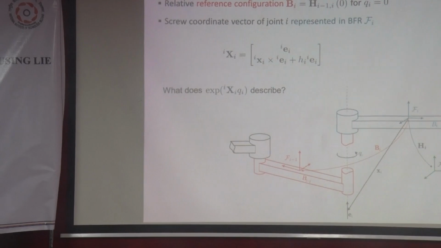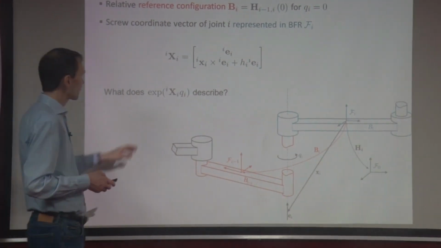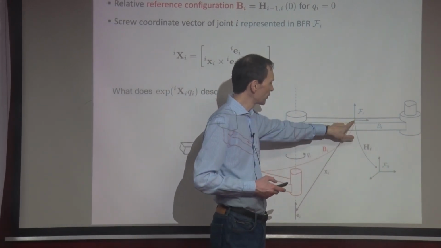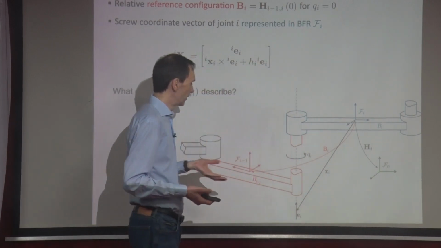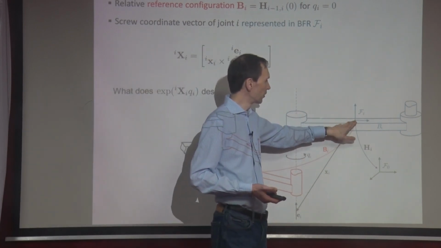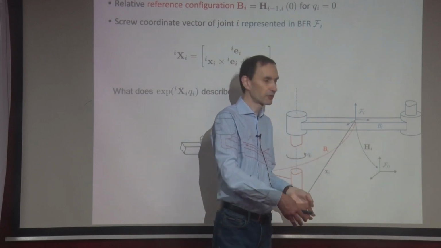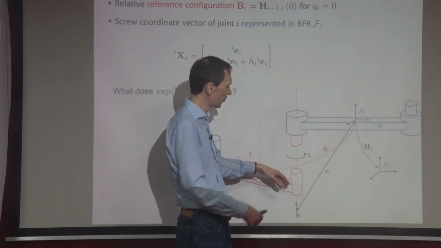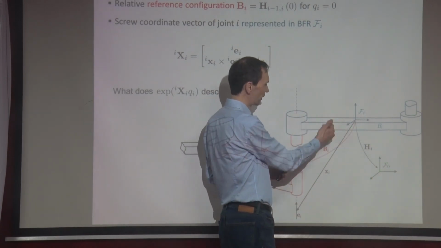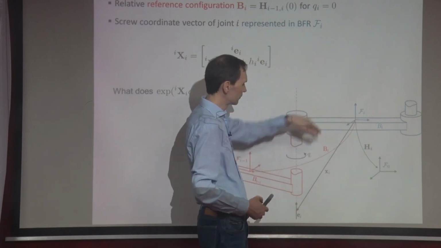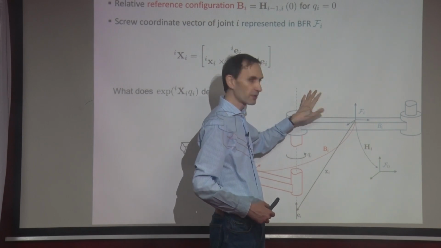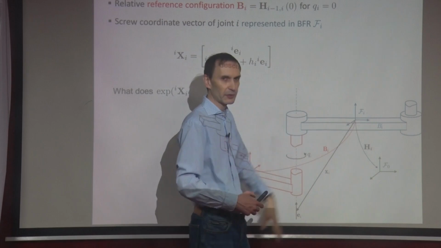And this probably answers the question: what does this exponential describe? It describes the motion of this frame, which we're interested in, but not relative to its predecessor. It describes the relative motion to where it started from. So let's say this revolute joint starts to turn, and if it's positive, it goes somewhere back, and then the exponential tells you the homogeneous matrix that transforms from the displaced one back to the original one.